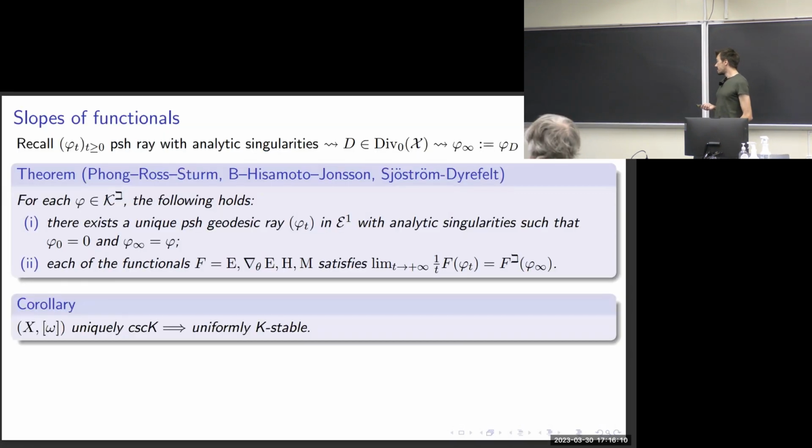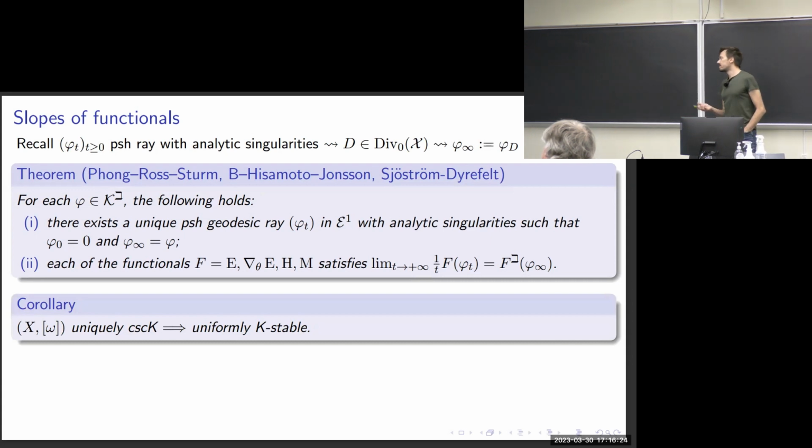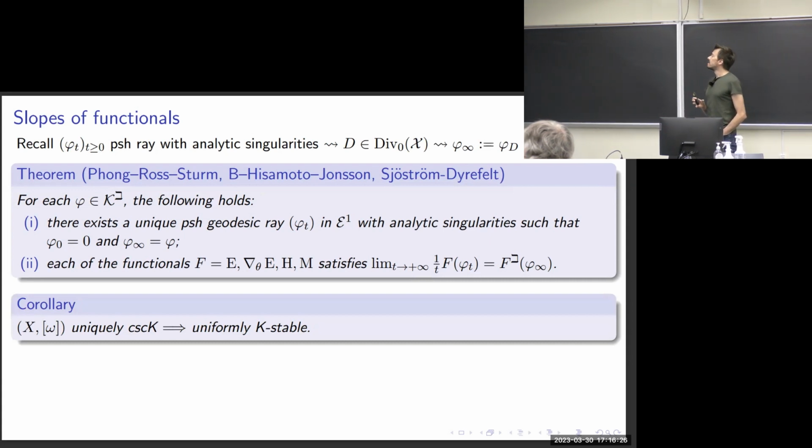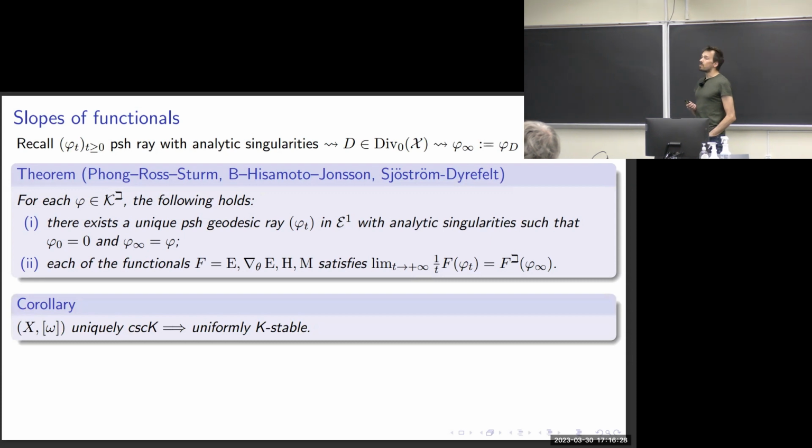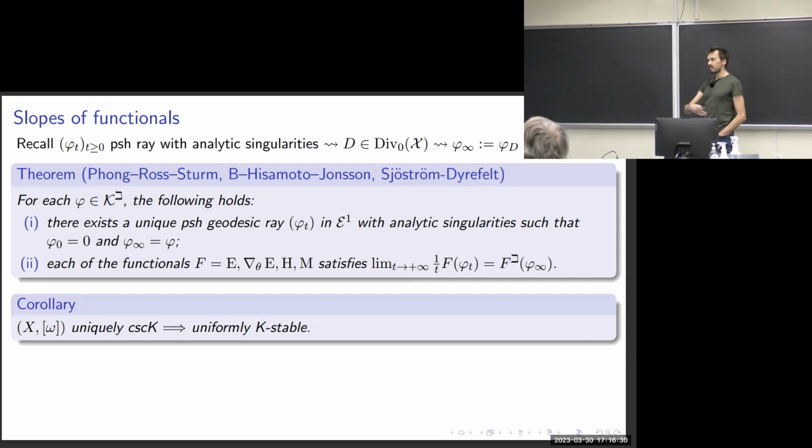But another, more concrete illustration of that is the following direct consequence. So if you assume that X, omega has a unique cscK metric in the cohomology class of omega, then it has to be uniformly K-stable. So that's one implication in the YTD correspondence conjecture. And you would like to get the converse implication.